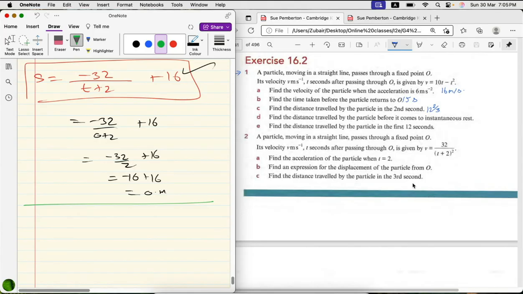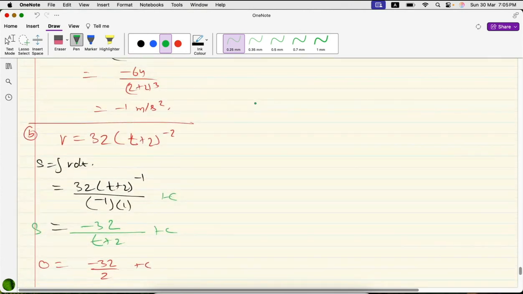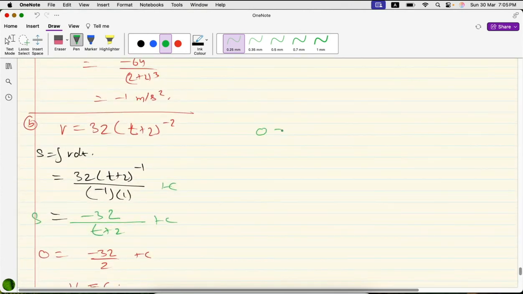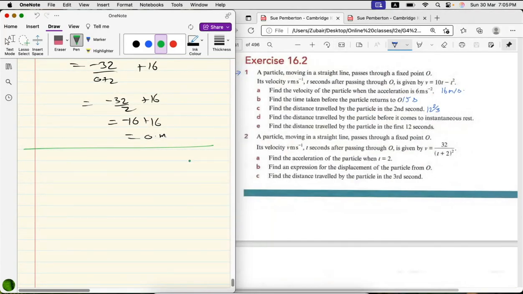That is again time 2 and time 3, the difference of displacement at time 2 and time 3. But I need to check if it is turning between that time or not. So the equation of velocity is already there. Setting 0 equal to 32 over (t plus 2) squared gives no solution, so it is not turning between. It is not even turning. So displacement at 3 minus displacement at 2.